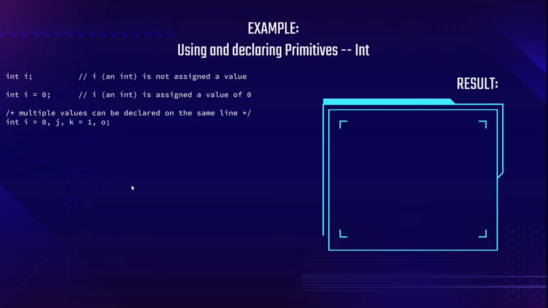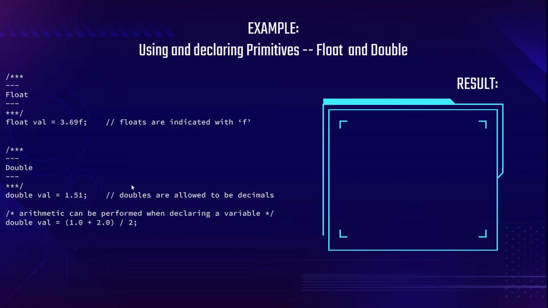Anyway, multiple values can also be declared on the same line. So you can have int i equals 0, j doesn't equal anything, k equals 1, and then I don't even know what o is. So let's use primitives and float and doubles.